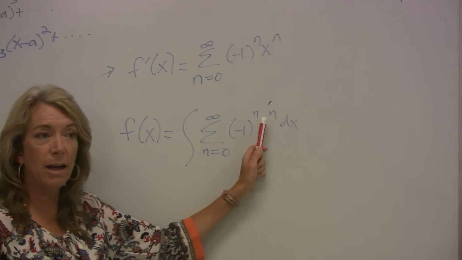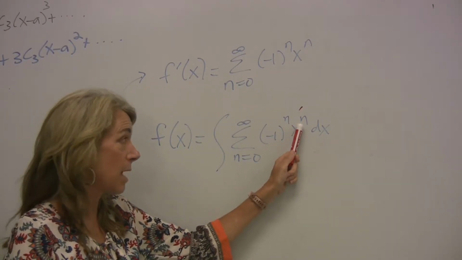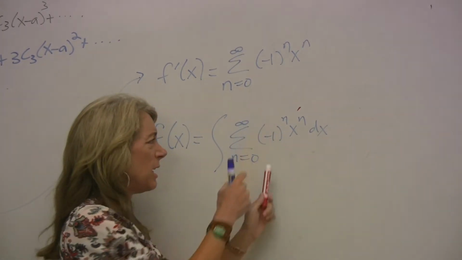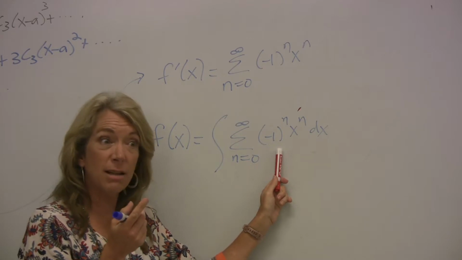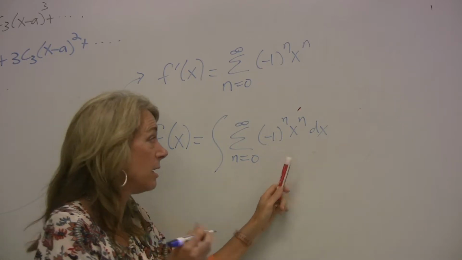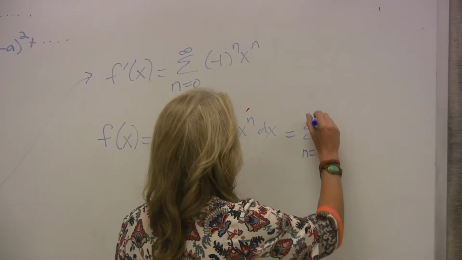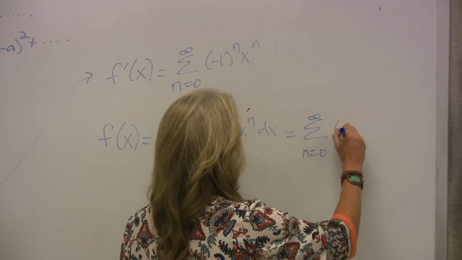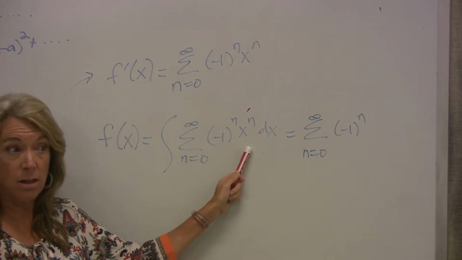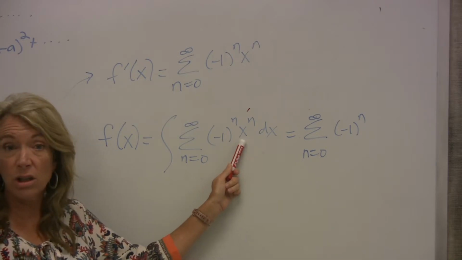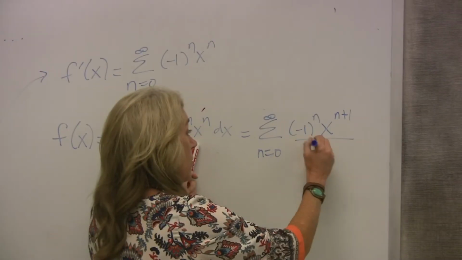So how do I integrate x to the n? What do I do to the exponent? Add 1 to it. What's this negative 1 to the n out front? It's a constant when you're integrating because it doesn't have any x's in there. So I'm going to have the series n equals 0 to infinity of negative 1 to the n, that's just a constant, times the integral of this, which is x to the n plus 1 over n plus 1.